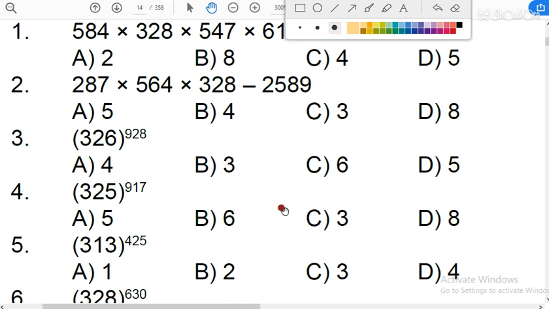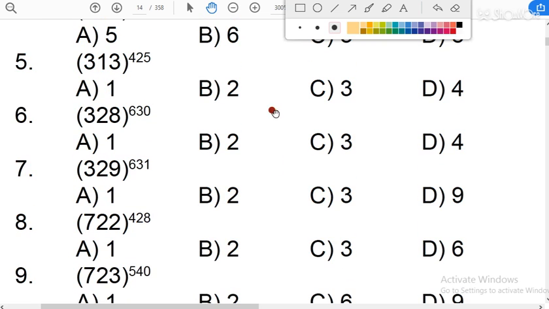The fifth question we have done. Now we are at the sixth question. The sixth question is 328 raised to the power 360. Okay, so 8 8s are 64, 64 8s are 512, 512. Okay, 2 2s are 4.